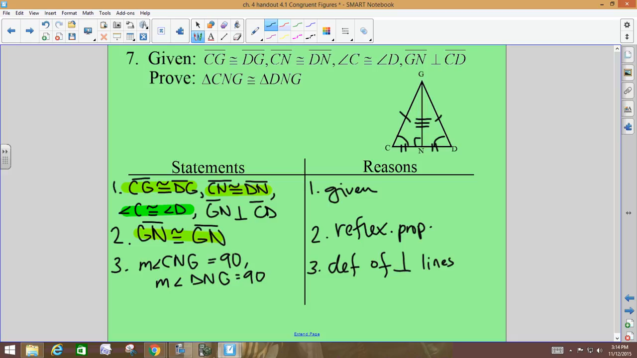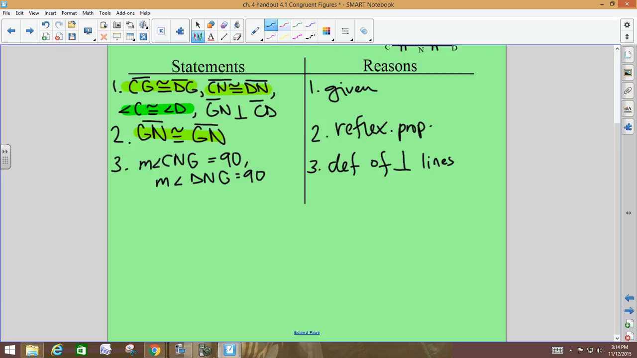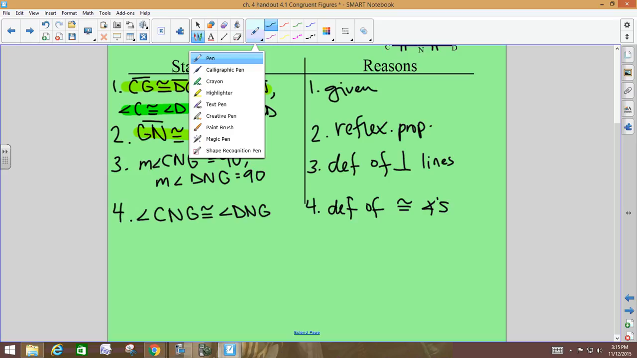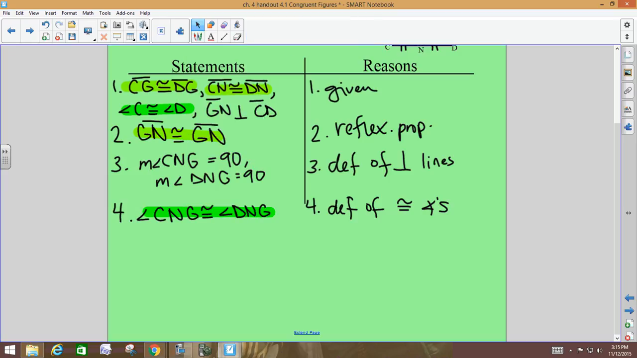Since they both equal 90, then the angles must be what? Congruent. Good. So then on step 4, we can say angle CNG is congruent to angle DNG. And this would be the definition of congruent angles. So you first have to tell me that they equal 90 degrees before you can tell me that they're congruent, because the given only tells us that the lines were perpendicular. It didn't specifically talk about each angle.